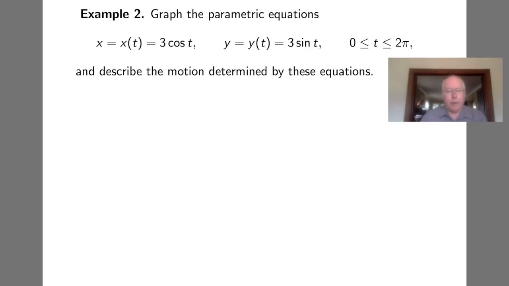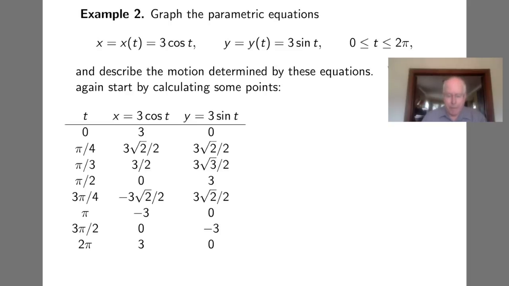Let's take a look at another one. This is a very important example, parametric equations that describe a circle. So here we're going to start with x equals a function of t. x of t is 3 cosine t, and y of t is 3 sine t. We'll let t run from 0 to 2 pi.